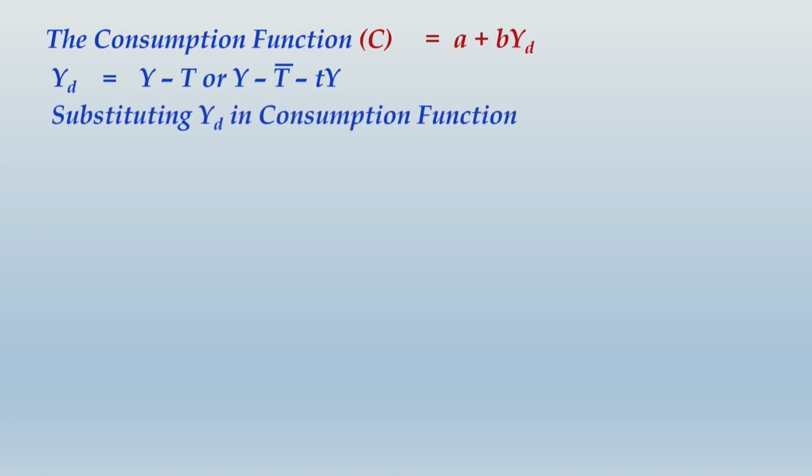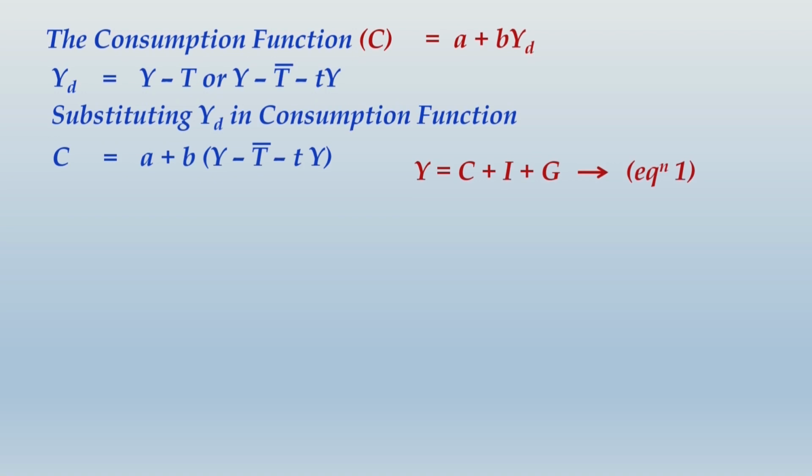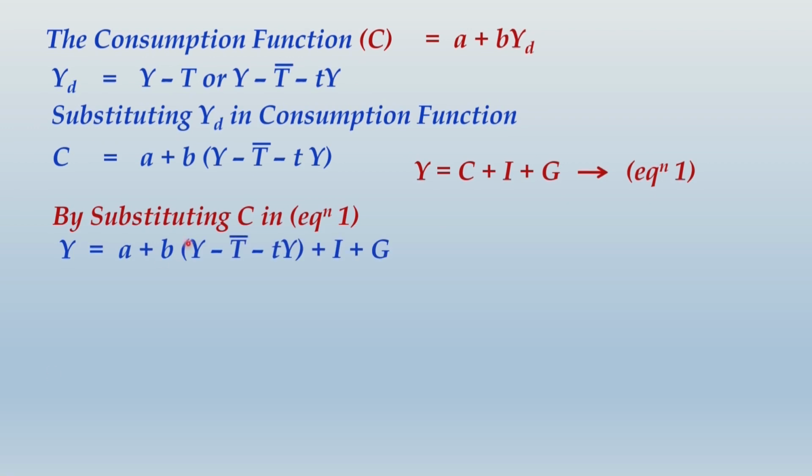So when you substitute the value of disposable income, that is YD, in the consumption function, this is what you get. And now we know one more thing, that Y equals C plus I plus G. That will be considered as the main equation now, and we substitute the value of C in this equation of Y. So what we get, Y equals A plus B into (Y minus T bar minus tY) within brackets, plus I plus G. So this plus I plus G remains as it is.